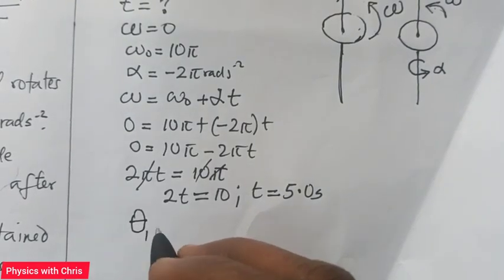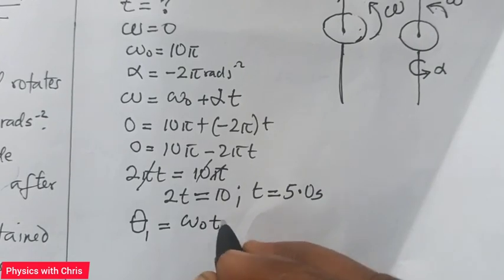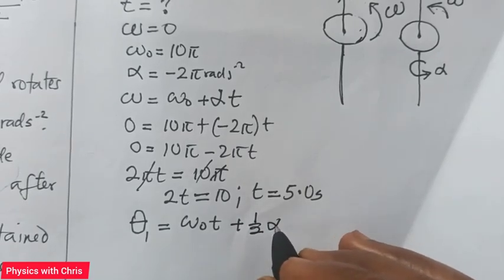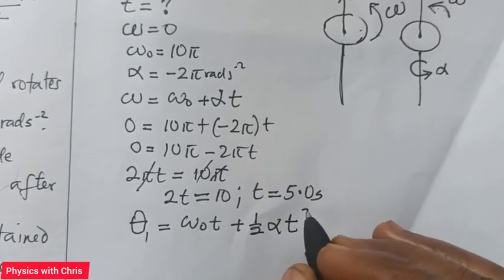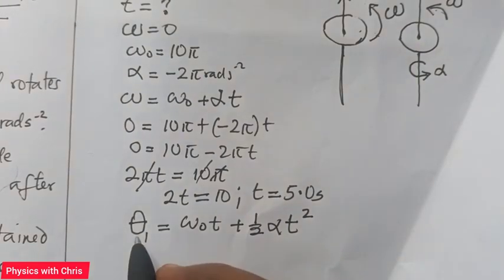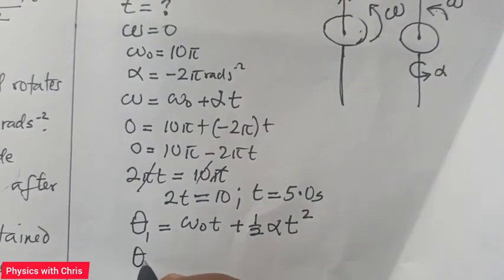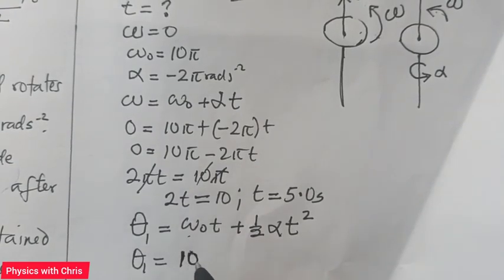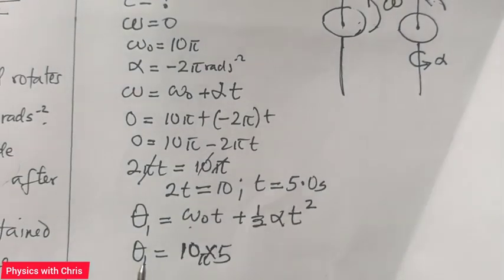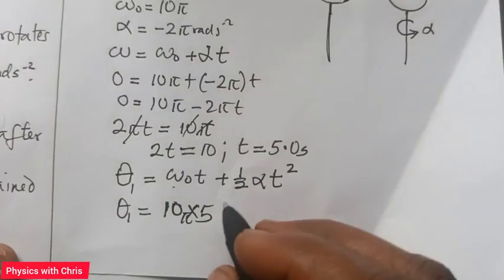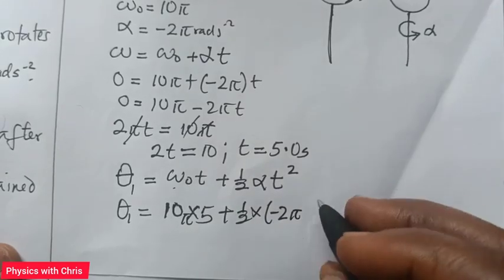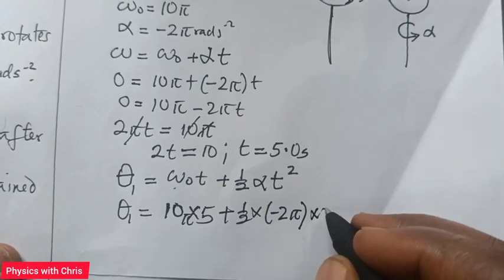I can call that theta 1. Theta 1 is omega naught t plus half alpha t squared. Let me find the number of revolutions completed, or the angular displacement covered rather. Let's find that first. So theta 1 is 10 pi, which was given, multiplied by 5 seconds, plus half times minus 2 pi (of course, you know that it was negative) times 5 squared.